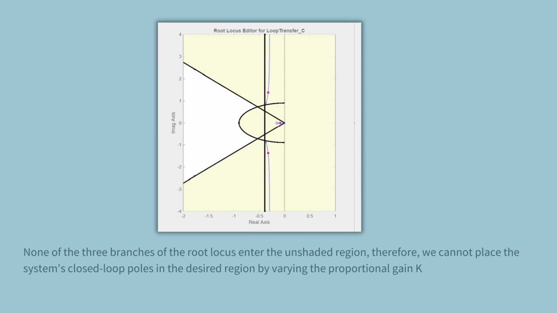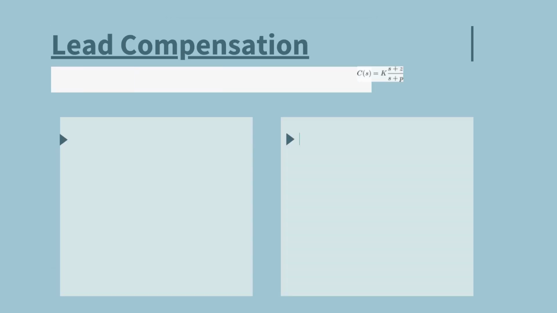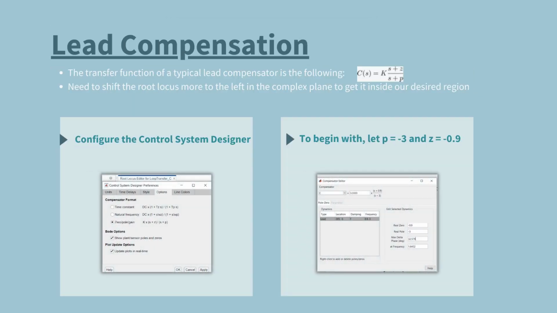So, we employ a lead compensator that will shift the root locus to the left so that the branches come to the desired region. The transfer function of a typical lead compensator is given here. Initially we have to configure the control system designer, and this is done by giving a compensator format. It's a zero, pole, gain format. Now to begin with, we have to give the values for pole and zeros. The pole is given a value of -3 and the zero is given a value of -0.9.